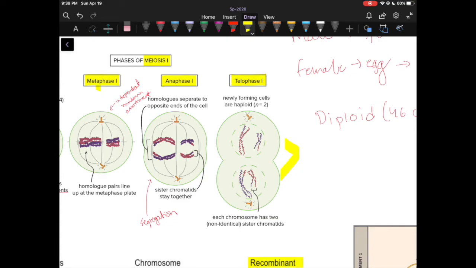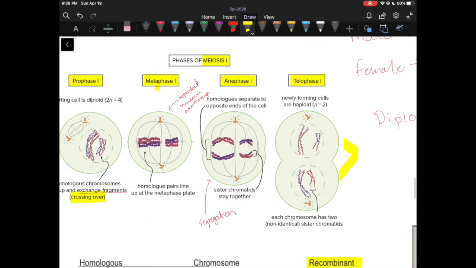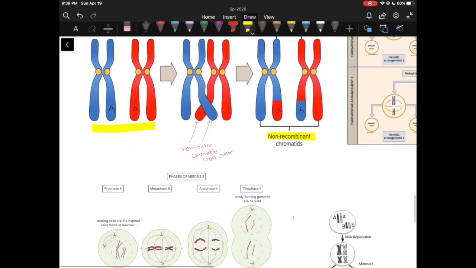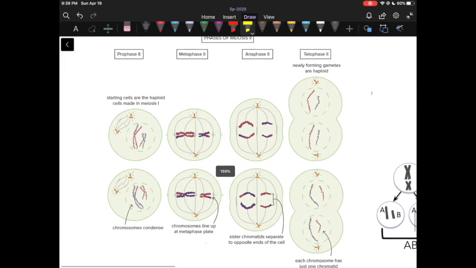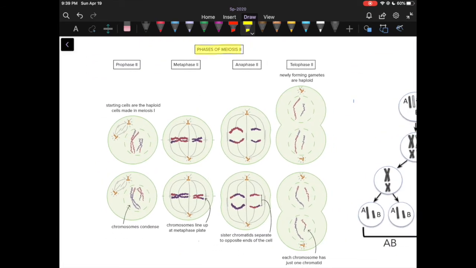And now we're going to use these two cells that we produced in meiosis 1, and we're going to divide that further in meiosis 2. So let's look at meiosis 2 real quick. Okay. So phases of meiosis 2. Just like meiosis 1, it's still going to follow the PMAT phases, but this time we're going to get 4 haploid sex cells.